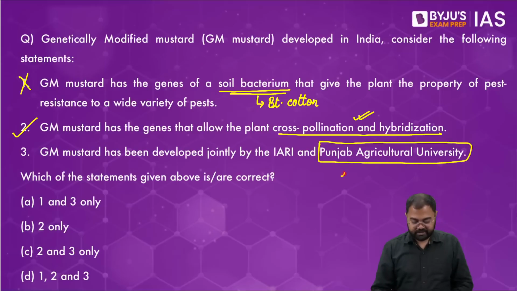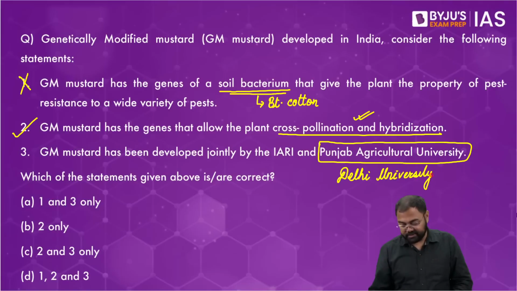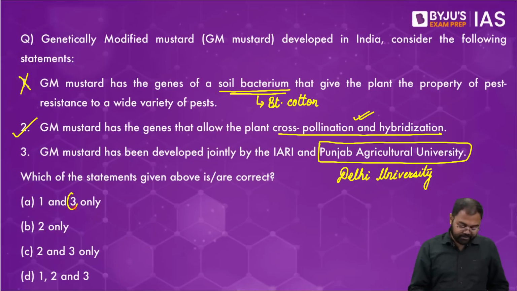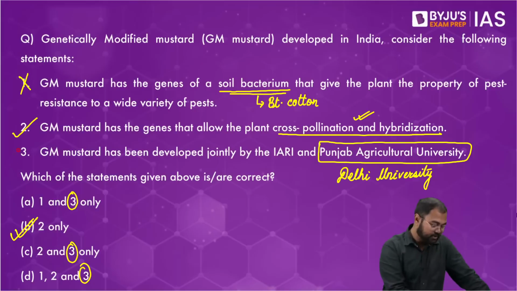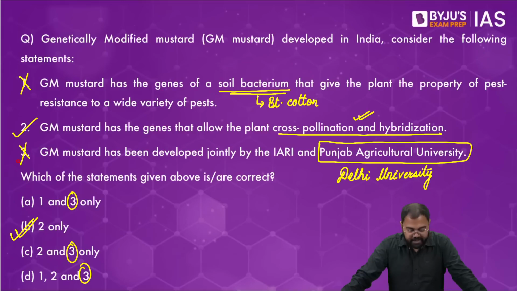What we discussed is Delhi University. Now look at the options. You don't even need to read all these three, as some of you have already mentioned. Statement number 3 is here, here, and here, and this was the easiest of the three statements in this question. So only by knowing statement number 3, you can get to the answer and mark it.